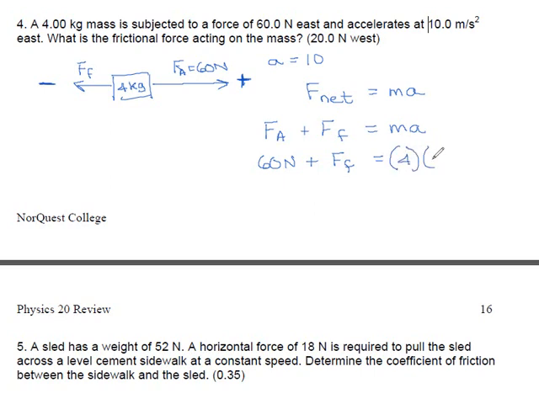Its acceleration is 10. So now we have 60 plus FF equals 40. If you want to solve for FF, subtract 60 from each side, and you get FF equals negative 20. So the friction force is 20 newtons, and the fact that it came out negative tells us it's in the negative direction, which is to the left or to the west. So you can write 20 newtons west, or if you write negative 20 newtons, because of our sign convention, that does the same thing.